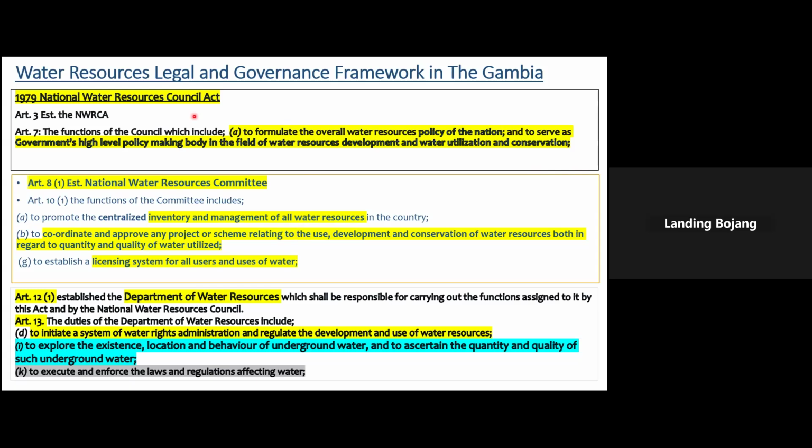And then in Article 7, you have the establishment of the Department of Water Resources, and this is the only success, because we have this department with moderate functions; it's not able to fully function because there is a weak governance framework.